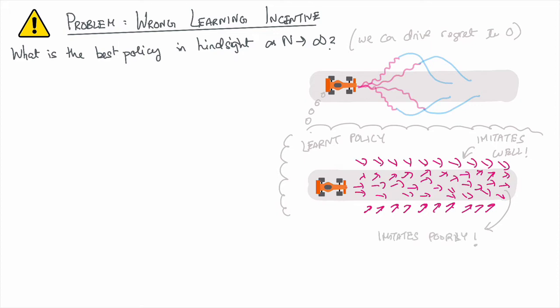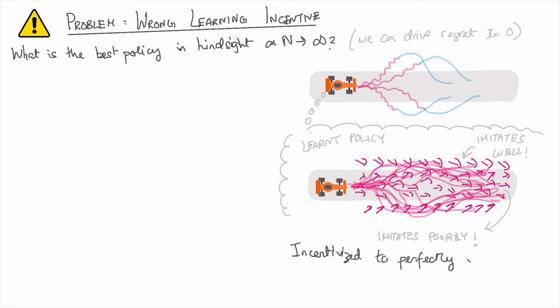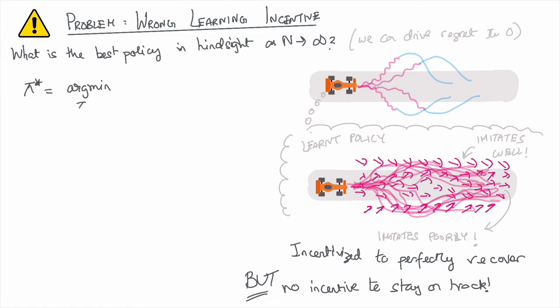So what happens when we execute the learner? We see something strange. We see it veer off the track and then perfectly recover and come back on. In some sense, this sort of behavior is a reflection of the loss function, which incentivizes the learner to perfectly recover, but does not incentivize the learner to stay on the track. Let's try to formalize this phenomenon.